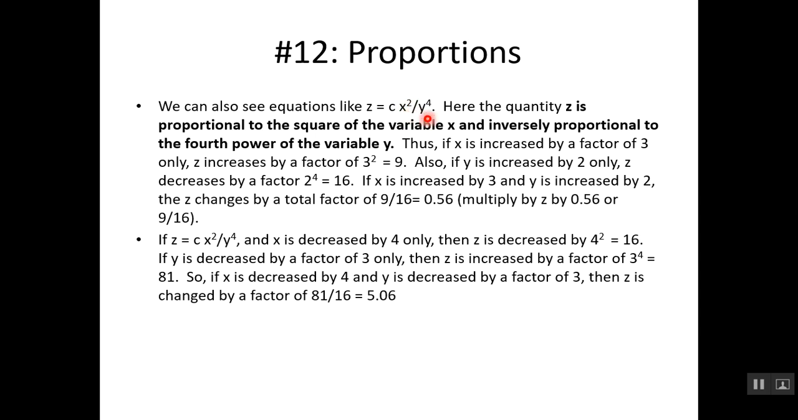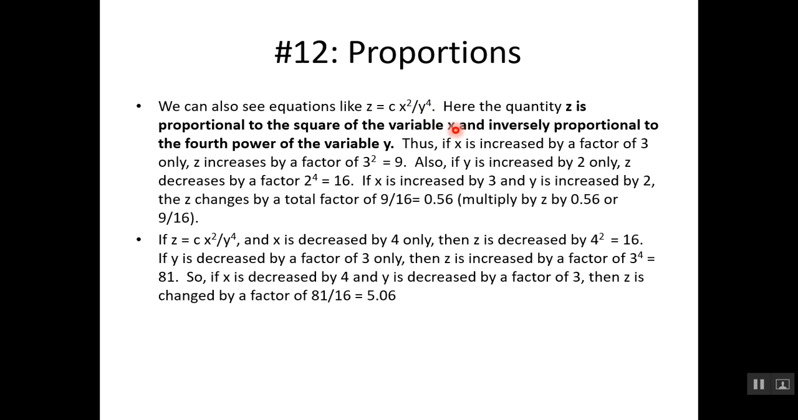But the y is in the denominator, right? Which means that they're opposite of one another. If you make y smaller, z gets bigger. If you make y bigger, z gets smaller. But it's not just the factor, it's the factor to the 4th because it's y to the 4th, right? There's a 4 there. So that's how we're going to approach this problem and see how it works out.